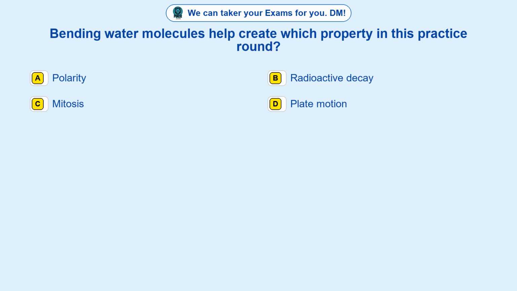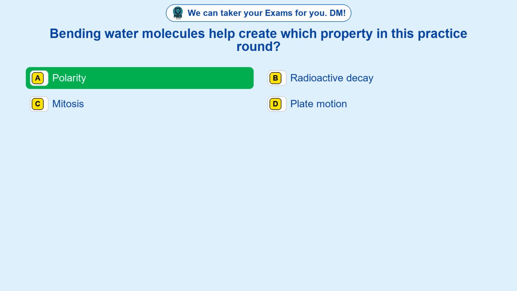Question 50. Bending water molecules help create which property in this practice round? Option A, polarity. Option B, radioactive decay. Option C, mitosis. Option D, plate motion. The correct answer is option A.